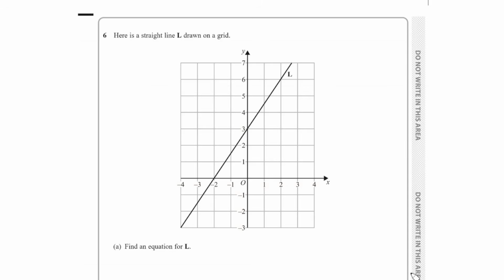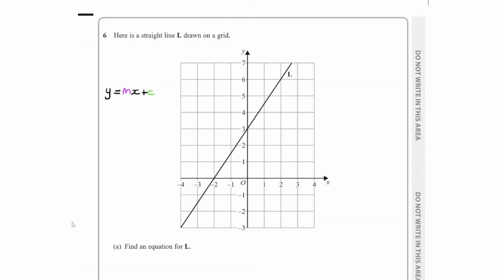Question 6, here is a straight line L on a grid. Find the equation for L. So the equation of a straight line is always in this format. Y equals mx plus c. So we just need to work out 2 values. M is the gradient, how steep is the line, and c is the y-intercept.